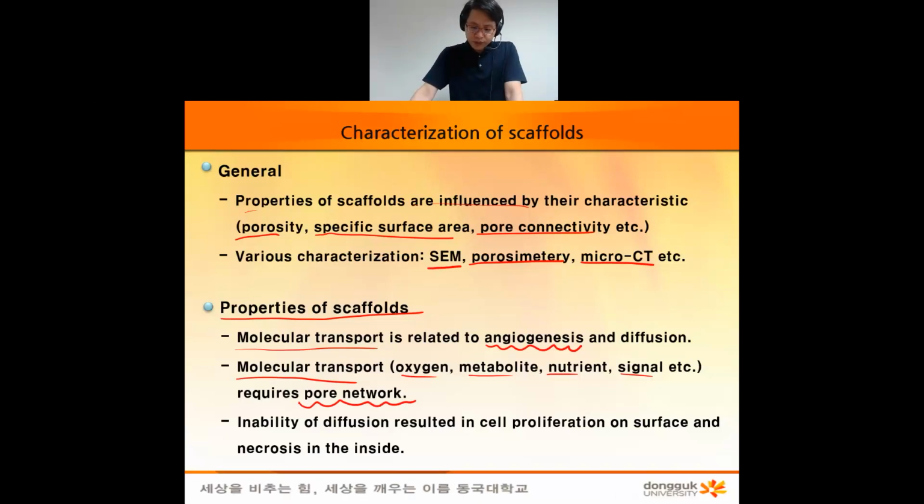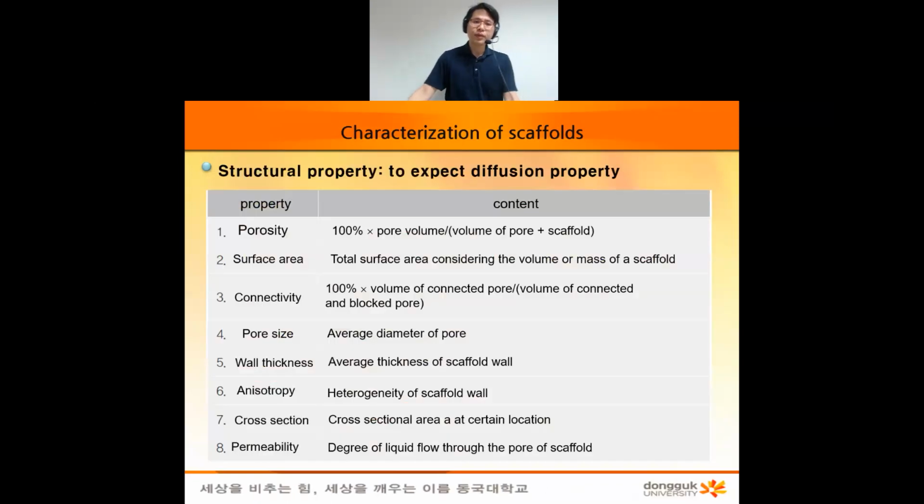Inability of diffusion results in cell proliferation only at the surface and necrosis in the inside. When the pores are not connected, the cells attached inside the inner core pores cannot get enough nutrients from the biological system, so they will die by necrosis. At the surface, the cells will grow, but the cells do not make a three-dimensional network at the outside and the inside, resulting in the failure of scaffold-based regeneration.